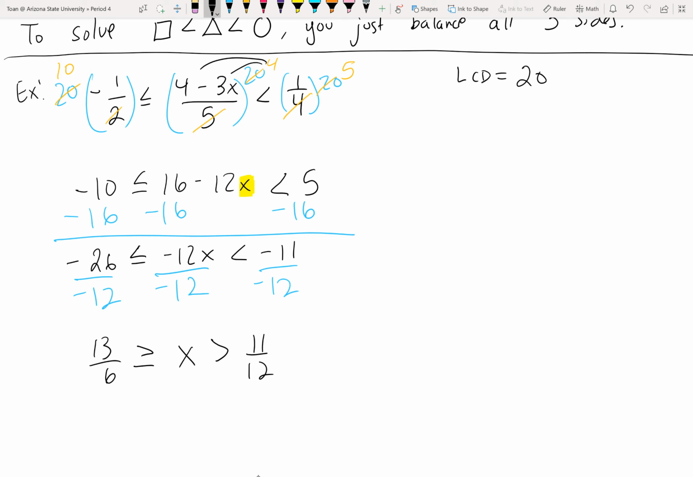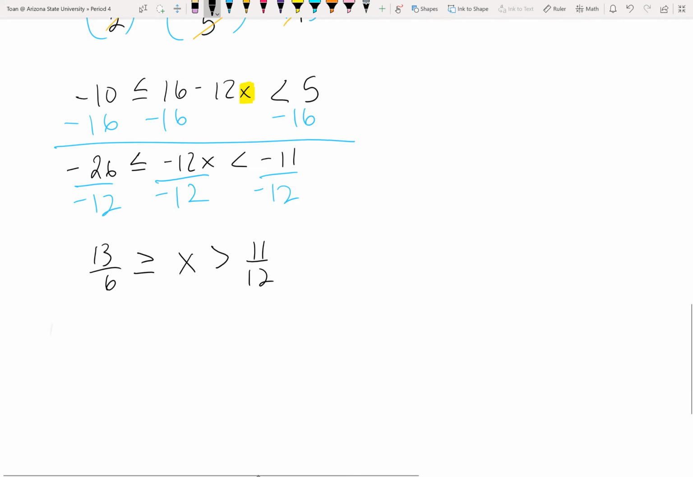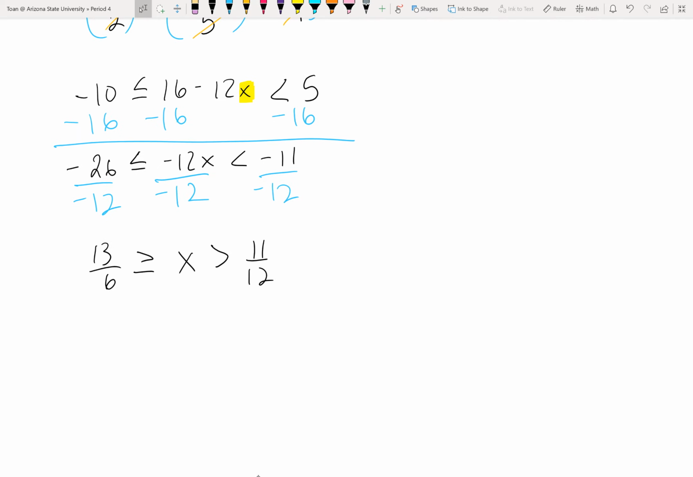Now for Mr. Vo's vanity speaking here. When it comes to these problems, I like less than symbols. I don't like greater than symbols. So what I'm going to do is I'm just going to flip everything. So while this is a perfectly fine answer, this is a better looking answer.